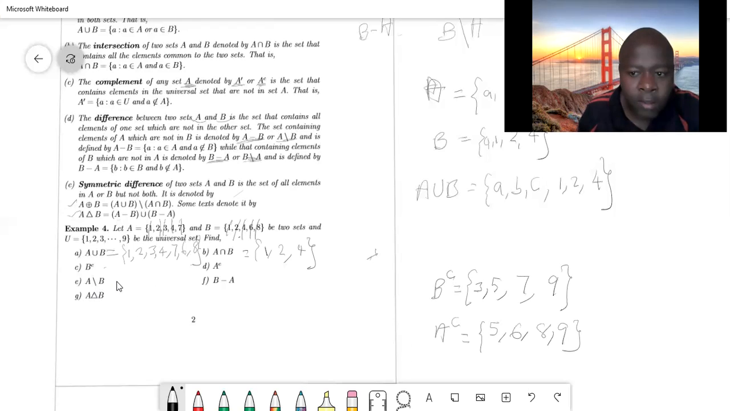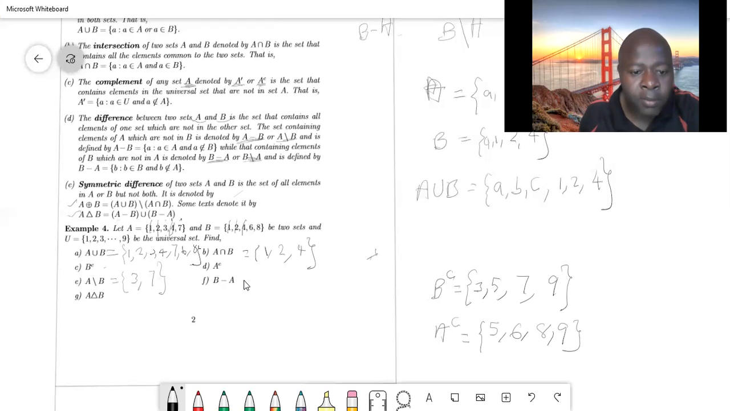Now we're supposed to get A minus B. These are the elements in A which are not in B. 1 is in A and is also in B. 2 is in A, is also in B. 3 is not in B. 4 is in A, is also in B, but 7 is not in B. So this is A minus B, the difference between A and B.